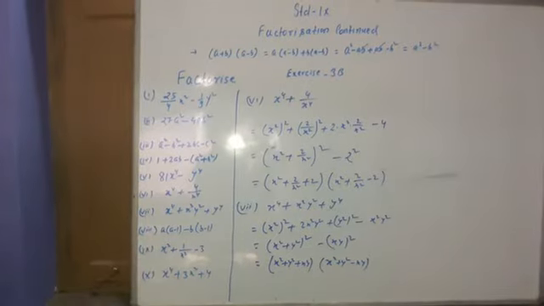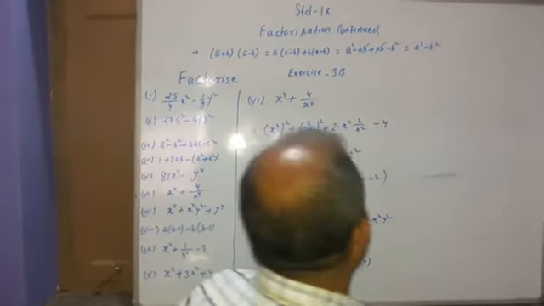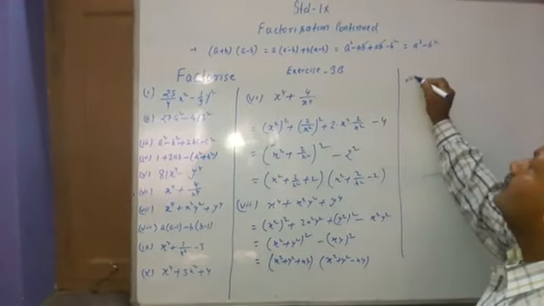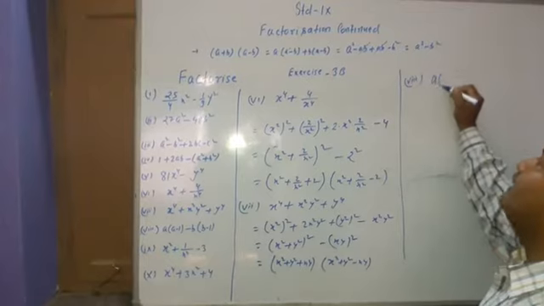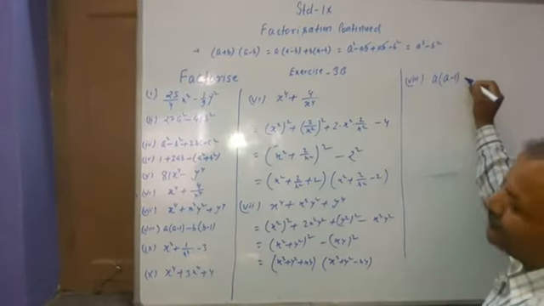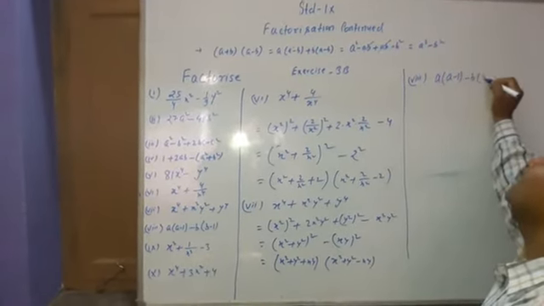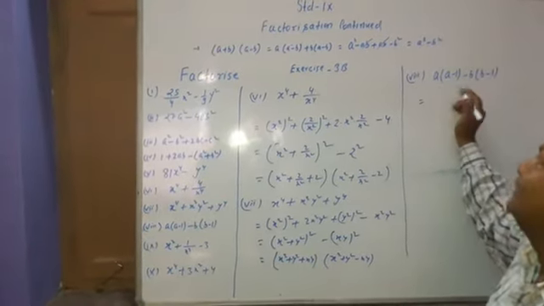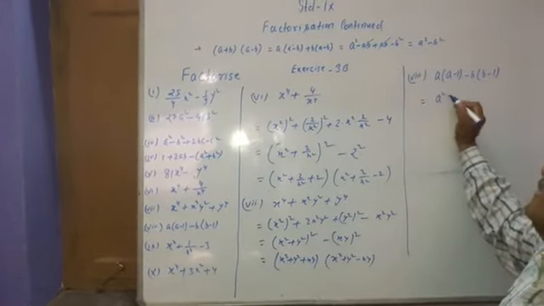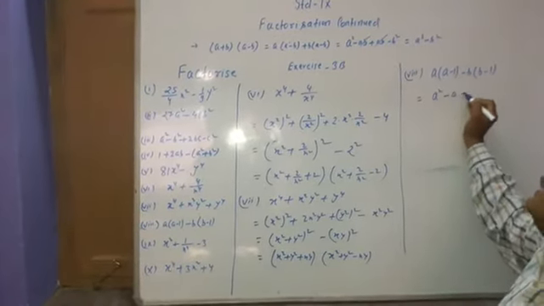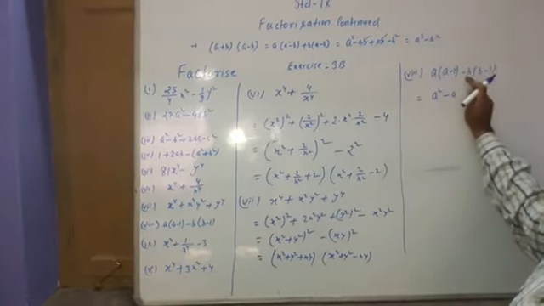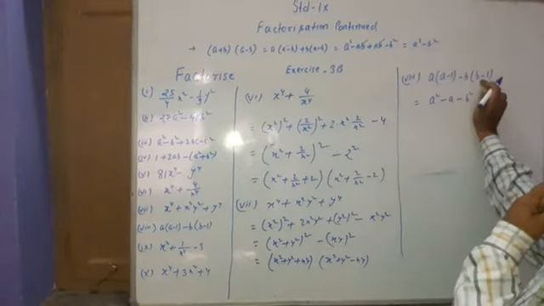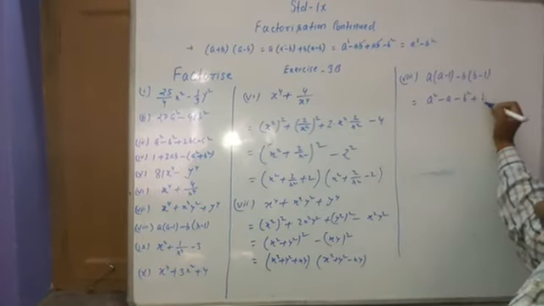Now we have to solve the 8th problem. What is that? This is a into a minus 1 minus b into b minus 1. First we have to multiply. A into a is a square, a into 1 is a, with minus signs. Then minus b into b is b square, with minus minus making plus, and b into 1 is b.